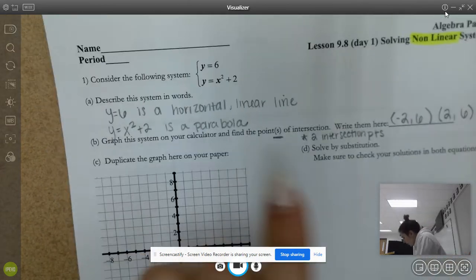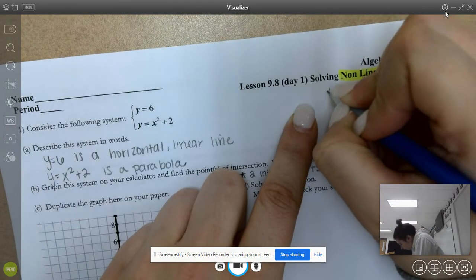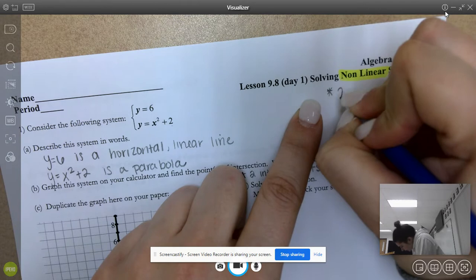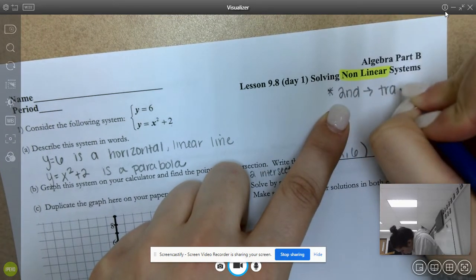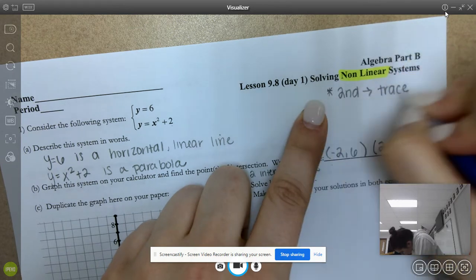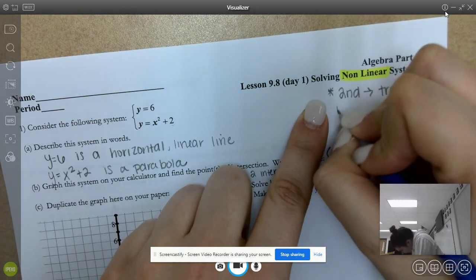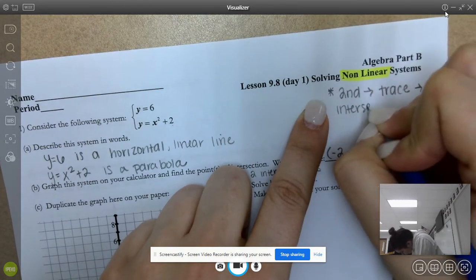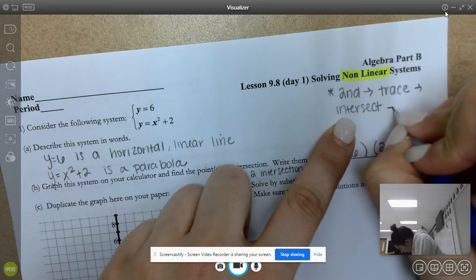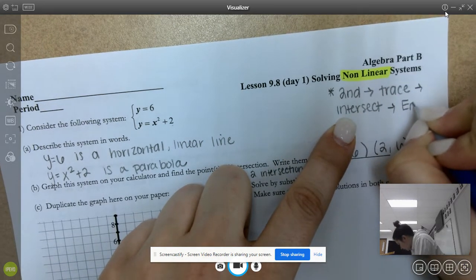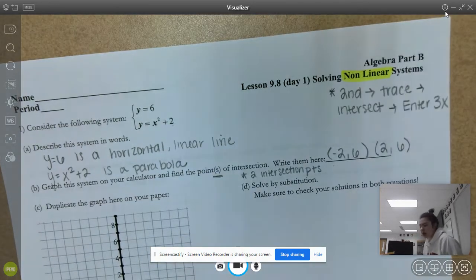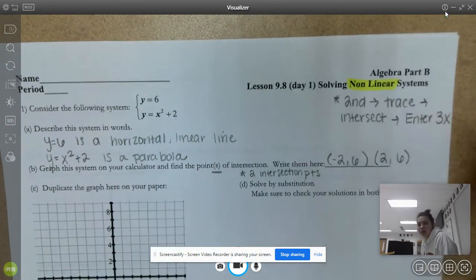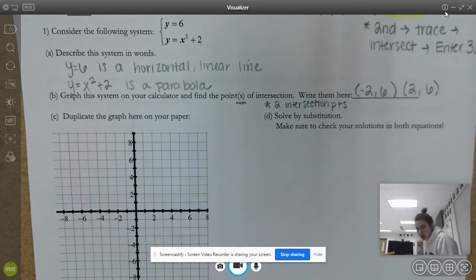Right? So maybe let's write ourselves a note. Once we've graphed both lines, we want to hit second trace, intersect, and then we definitely hit enter 3 times. Okay, so these little helpful hints will definitely guide us through the rest of this worksheet.